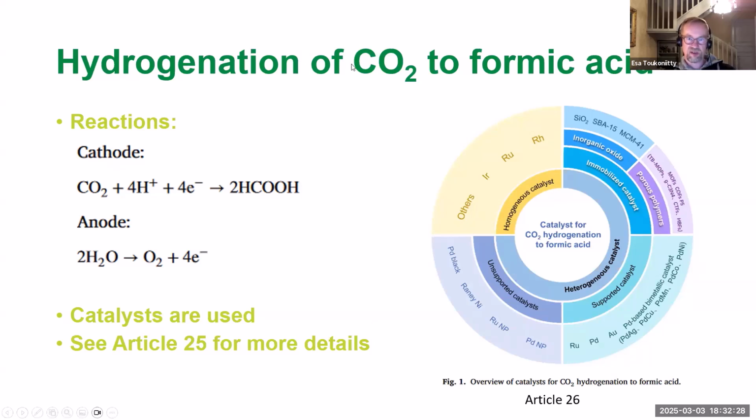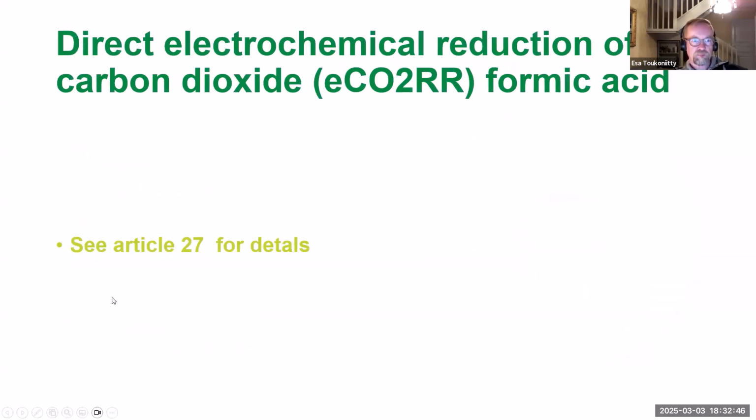And the same is here, if you take a look at the article, depending on conditions, you might optimize or get formic acid as a major product or a mixture of 20 different chemicals as a product. The direct electrochemical route is described in some detail in article 27, so take a look at that if you are interested. And again, when it comes to these articles, be selective.